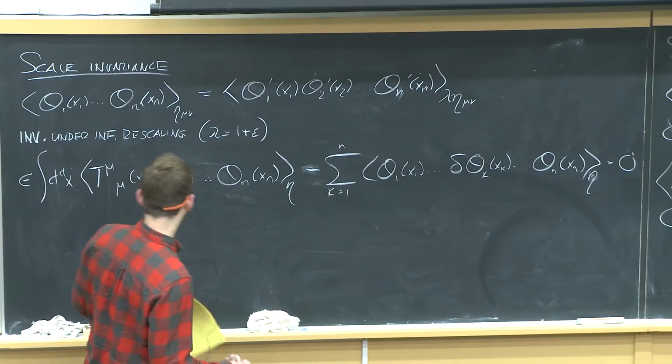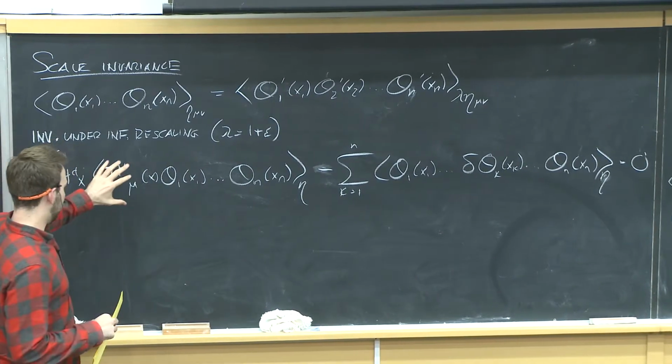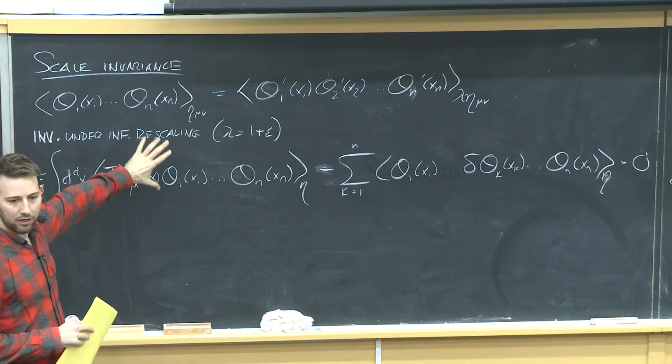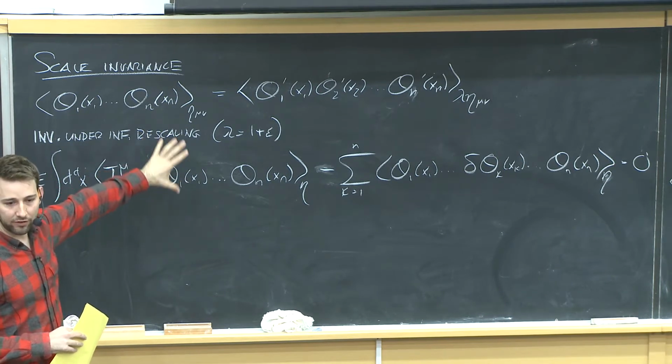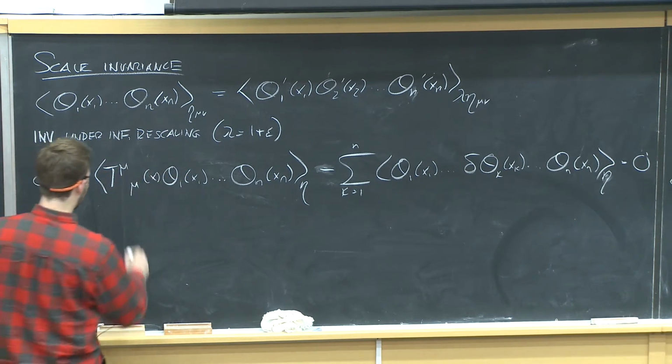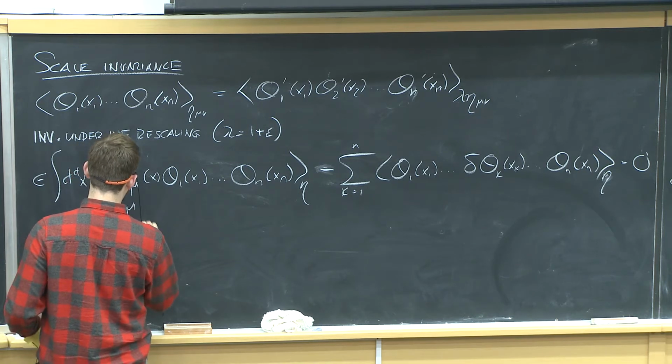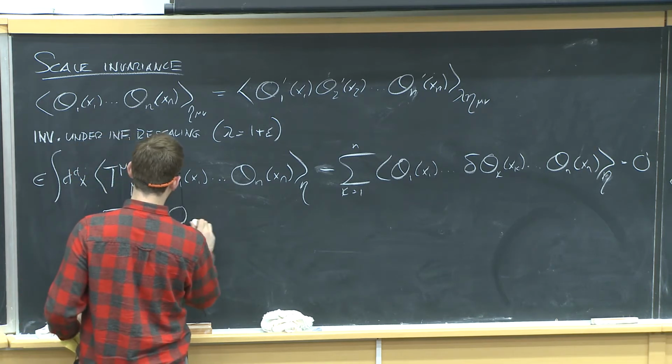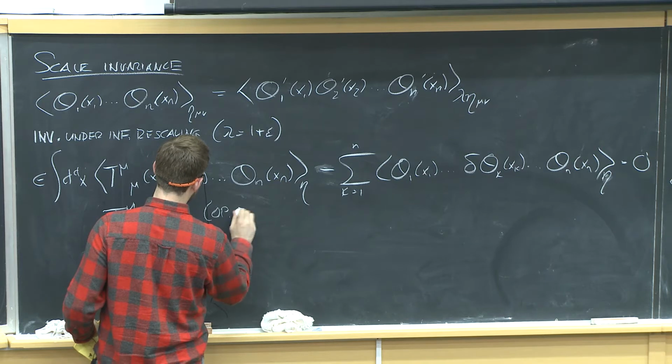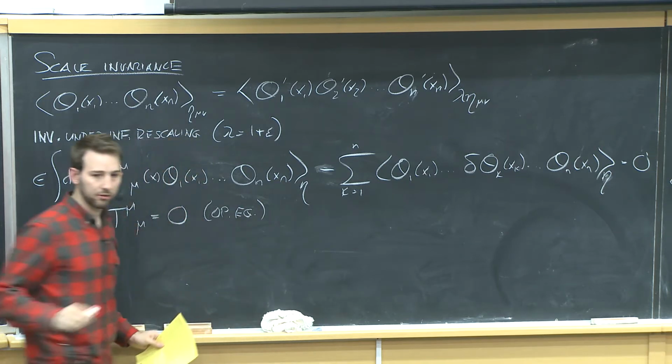So generally speaking, this integrated equation is supposed to be the integrated version of a true local equation that T mu mu is equal to 0, again, as an operator equation that can be corrected by contact terms.